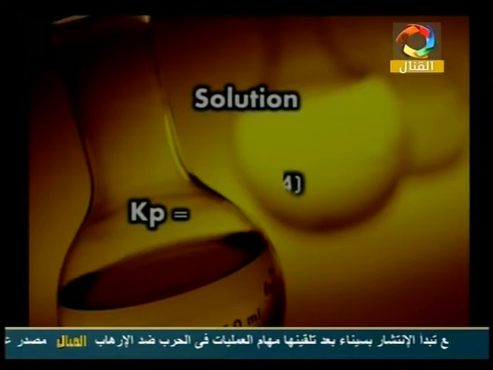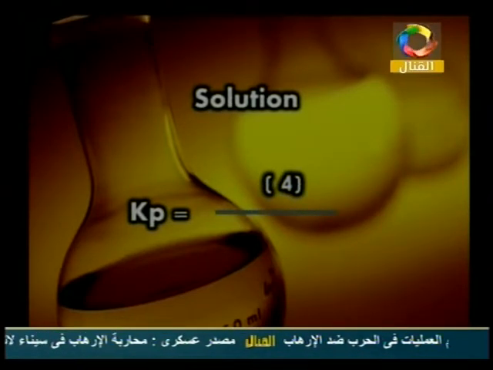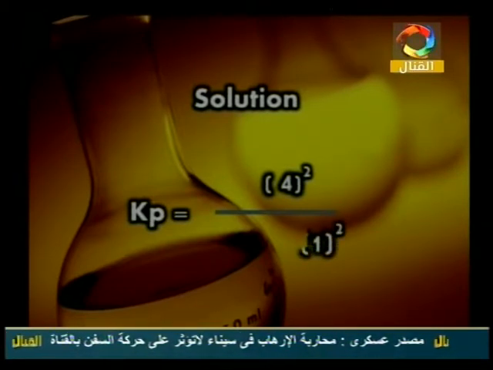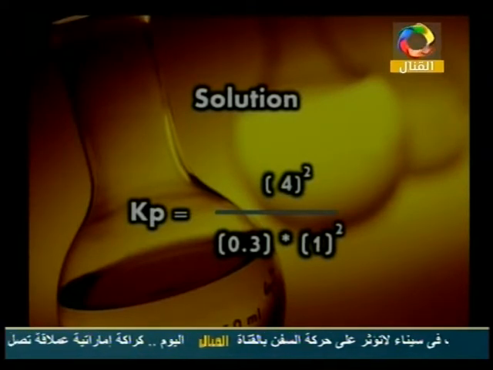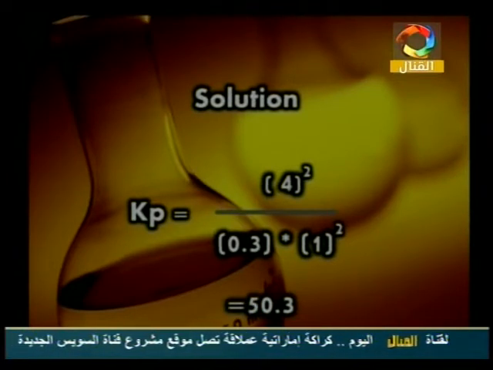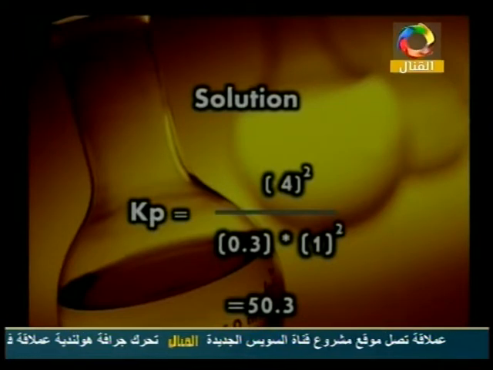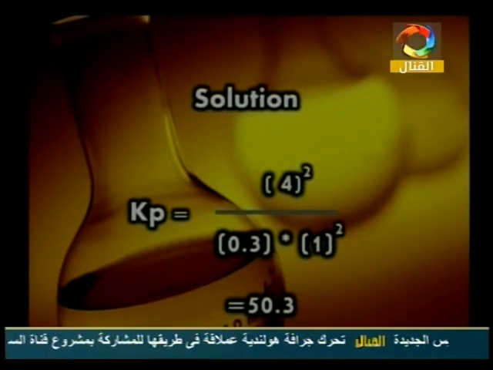Solution. Kp, concentration of the product, don't forget the power, over the concentration of the reactants, 0.3 by 1 squared. The result equals 50.3. This example explains what happens during the pressure change. Very important to answer all of this.